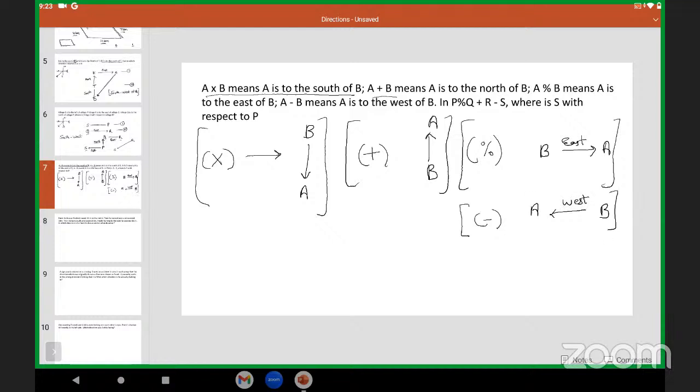So these are 4 points, and on a similar basis we have to solve this. P percent Q is the first point. Second is Q plus R. Okay, let's try this.